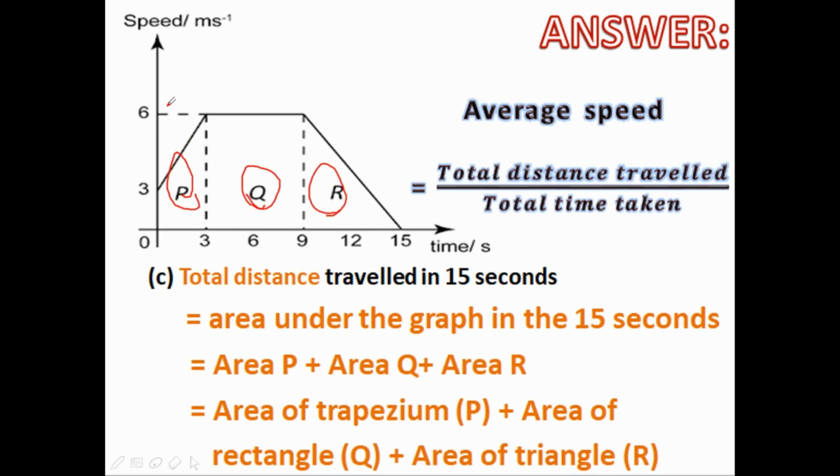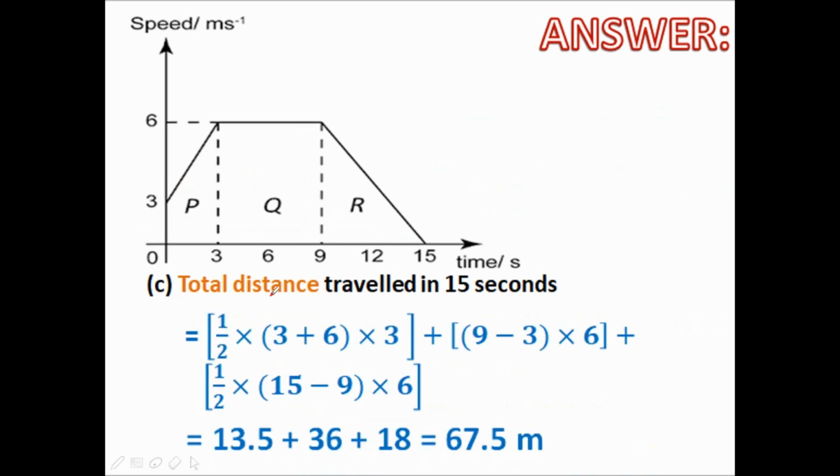For P, this is a trapezium, so area of trapezium P. Q is a rectangle, so plus area of rectangle. And R is the area of a triangle. For the trapezium, these are the parallel sides: this is 6, 3, and the height here is 3. So 1 over 2 times 6 plus 3 times 3. The rectangle here is 6 times 6. And this triangle is 1 over 2 times base times height. And you have this one. Therefore, the total distance traveled will be 67.5 meters.